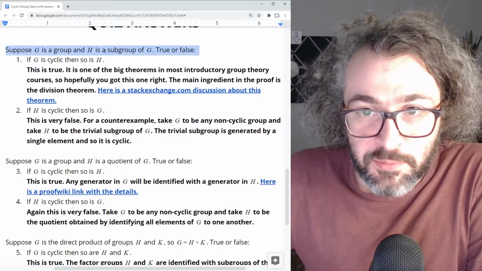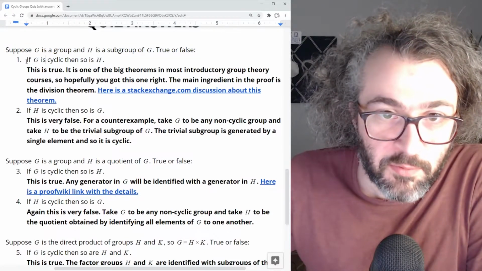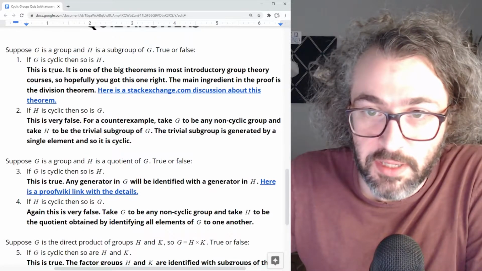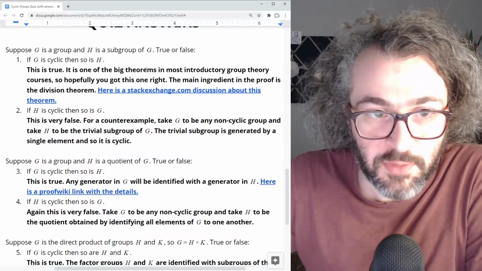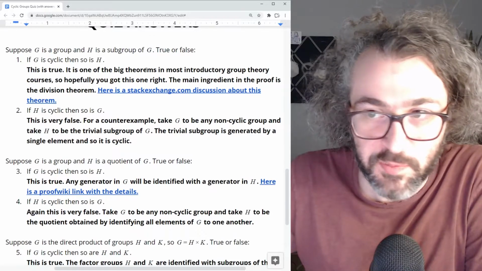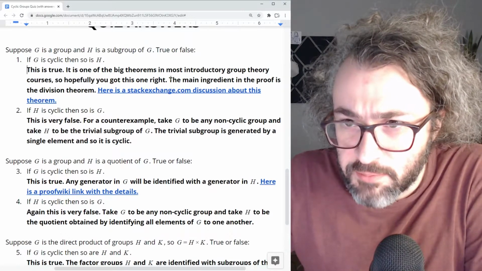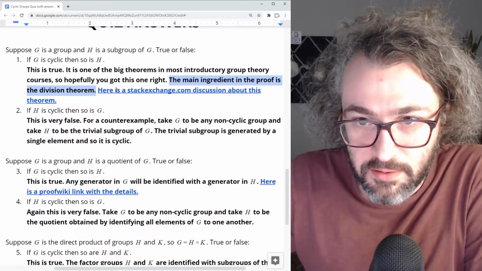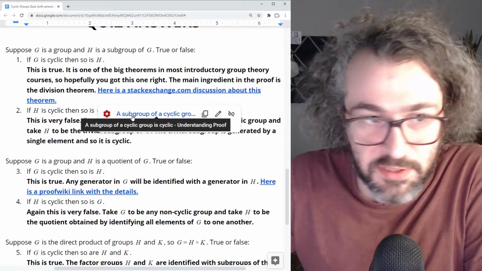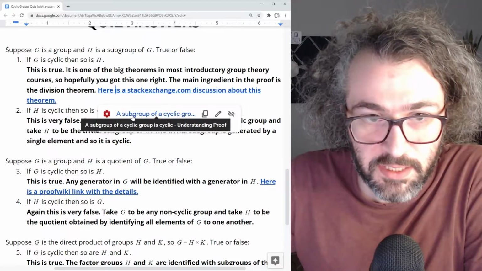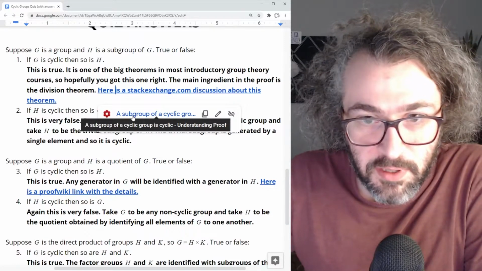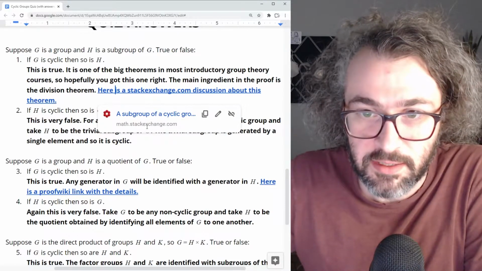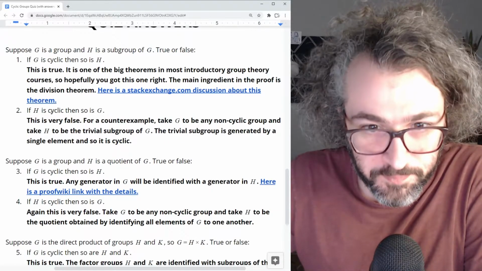Suppose G is a group and H is a subgroup. 1. If G is cyclic, then so is H. This is true, and it's one of the big theorems in most intro abstract algebra courses. The main ingredient to this proof is the division theorem, and I put a link to a discussion about this theorem here in the document. So if you're a little shaky on what makes this true, you can click through to the link and there's a pretty good discussion about it.